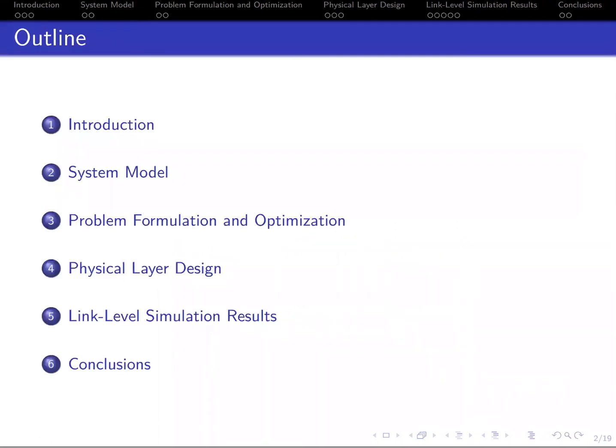Here is the outline. First, I will start with a brief introduction, the background information on rate-splitting multiple access and the motivation of this paper. Then I will introduce the system model, problem formulation, and optimization, and the RSMA physical layer design for multigroup multicast. Finally, I will show some link level simulation results and the conclusions.